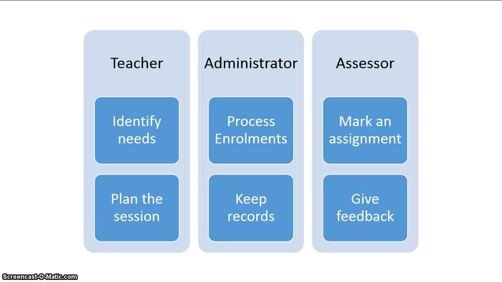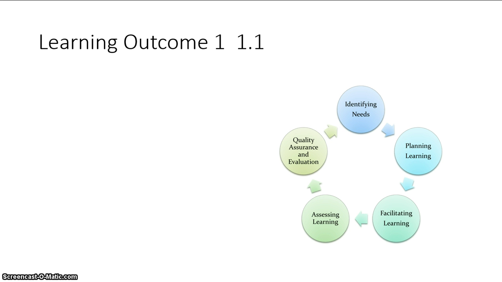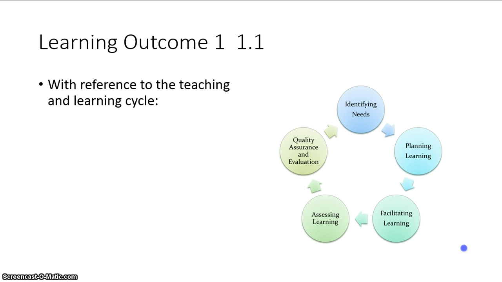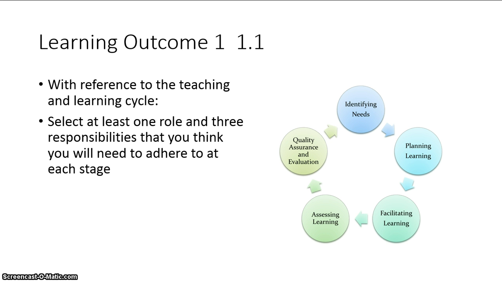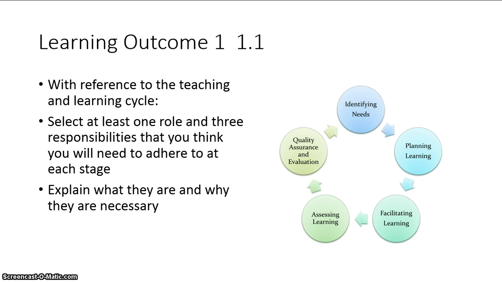So here we have roles and responsibilities. Now for Learning Outcome 1.1, a good starting point then, as I said before, is to refer to the teaching and learning cycle. And if you can, select at least one role and 3 responsibilities that you think you would need to adhere to at each stage. Explain what they are and why they are necessary. That shouldn't be too difficult to cover Learning Outcome 1.1.